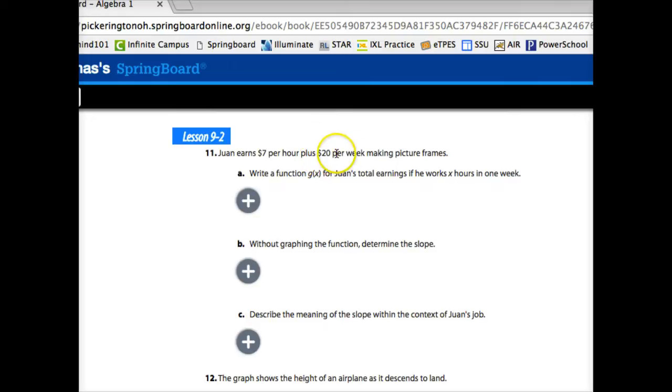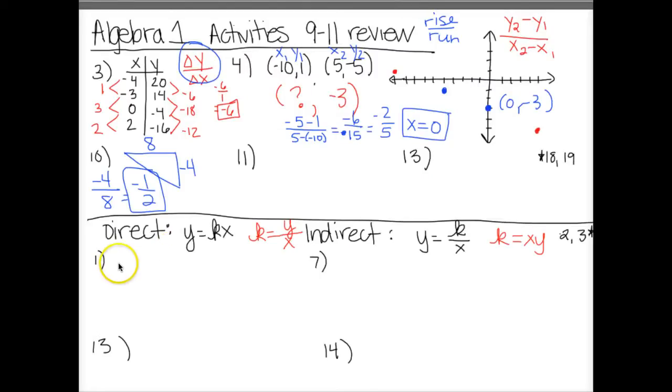And then it says $20 per week. Now you have to be careful here because you see another per and sometimes people want to attach it. But this says the function is for just 1 week, which means that the $20 is a flat rate that he gets for that particular week. So that is why when I wrote this, I said that g of x equals 7x plus 20. Because if I'm only writing a function that describes a week, he's getting $20 up front plus the $7 per hour.